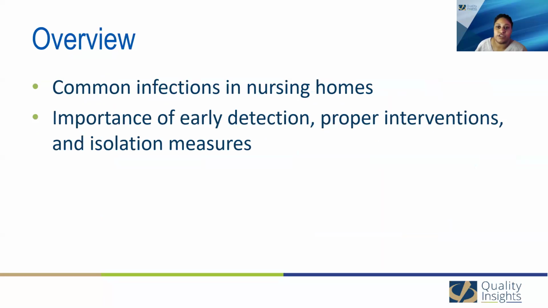So, as I mentioned, nursing homes are a unique environment where residents often have chronic health conditions and weakened immune systems, making them more vulnerable to infections. Add to that the close living quarters and shared spaces that also contribute to the rapid spread of disease. So it's extremely important to know the common infections that you might see in a nursing home, and also the importance of early detection, proper interventions, and those isolation measures.